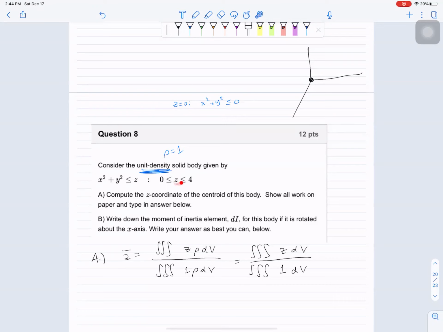What if z is 2? Z is allowed to be 2 because it's between 0 and 4. If z were 2, I get a circle of radius square root 2. So at z equals 2, I have some circle of radius square root 2. And what if z is 4? It could go all the way to 4. Then I get x squared plus y squared less than or equal to 4. That's a circle of radius 2. So when z is 4, I have a circle of radius 2.